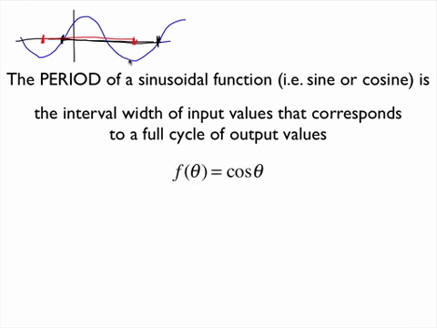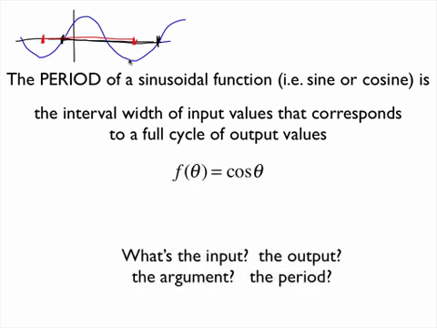Okay, so here's just our basic cosine function. What's the input? Theta, right? Angle swept counterclockwise from 3 o'clock. What's the output? The output would be cosine theta, or horizontal distance right of the vertical diameter. What's the argument? Also theta. What's the period of cosine theta? 2 pi, and that's the key.